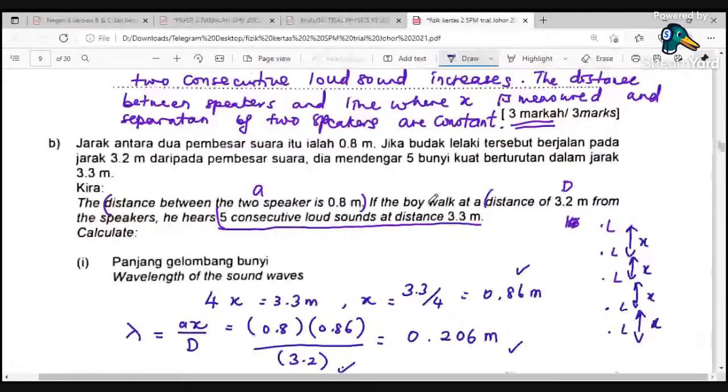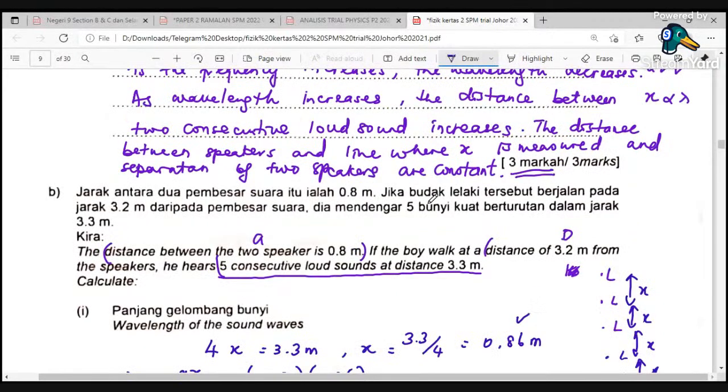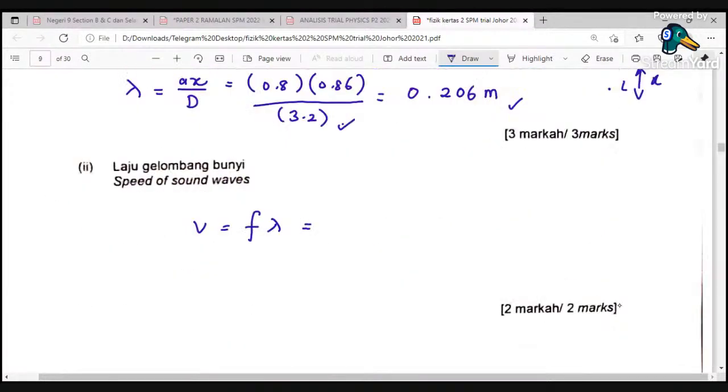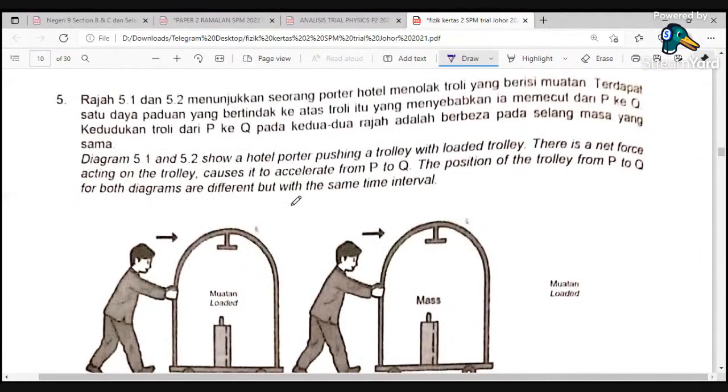Okay, speed of sound wave. Formula v equals to fλ. Sudah diberikan dalam soalan. Frekuensi 600 Hz. Wavelength, sini 3 significant figures at least atau 2 decimal, 3.6 meter per second. Dapat ni.